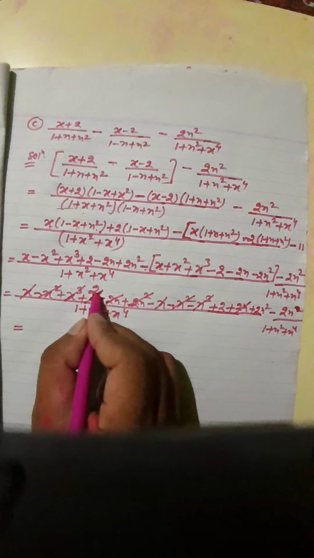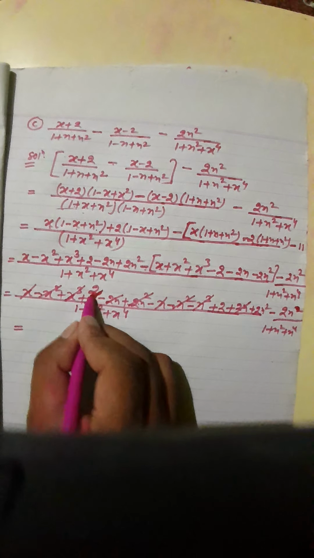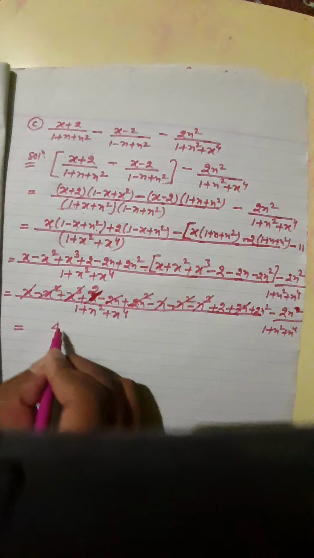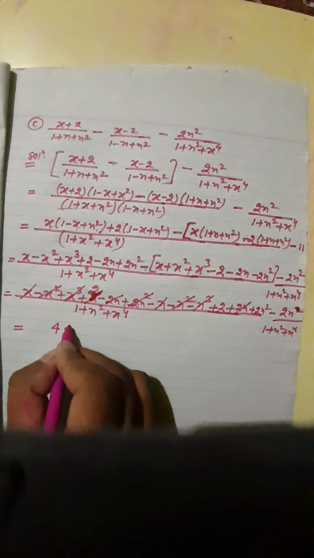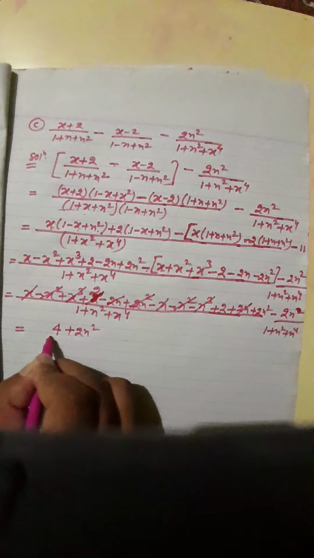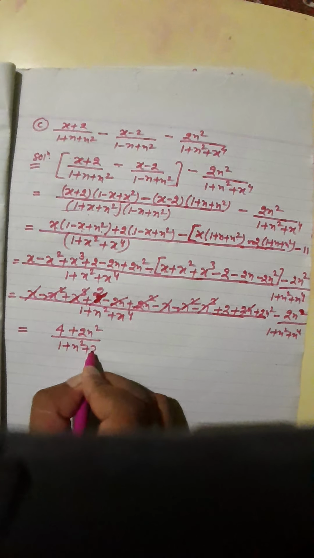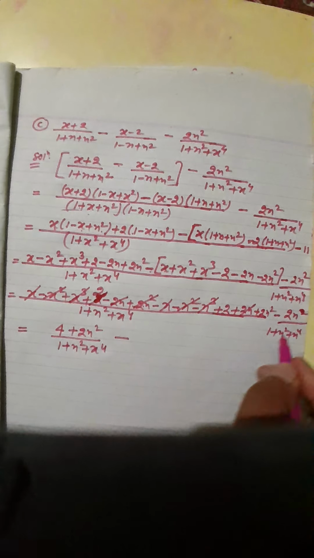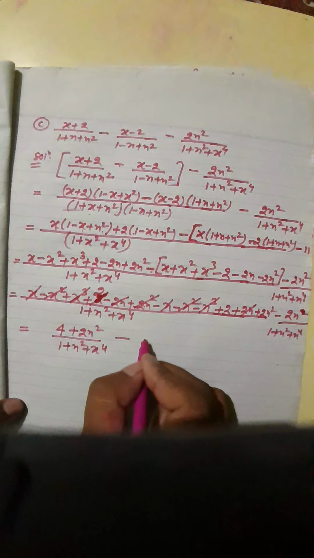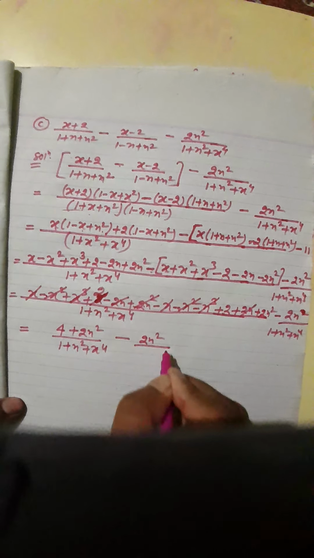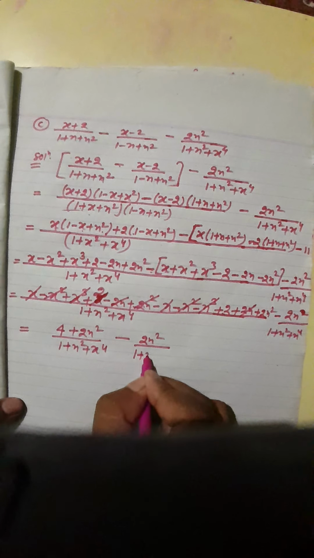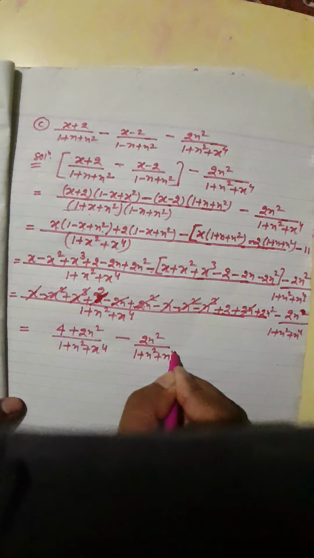Okay, this I am not cancelling. This 2 is remaining, 2 plus 2 we can do here 4, and this remaining is there 2x square. This 2x square we can put. Downside is 1 plus x square plus x to the power 4 minus here is 2x square, so here we can write 2x square upon downside 1 plus x square plus x to the power 4.